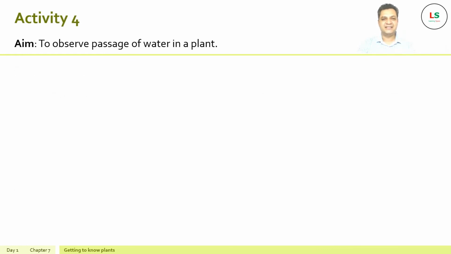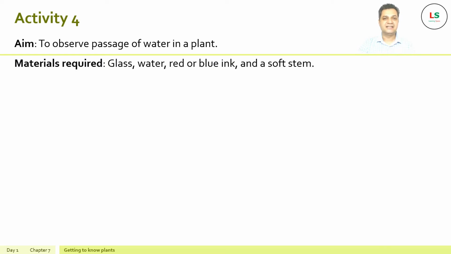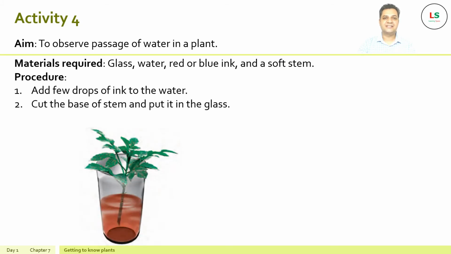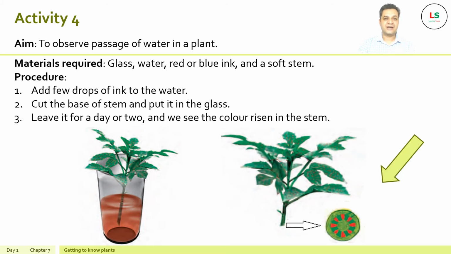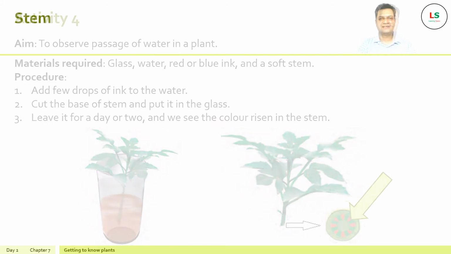Here we have an activity. The aim of the activity is to observe passage of water in a plant. The materials required are glass, water, red and blue ink and a soft stem. Procedure. Add a few drops of ink to the water. Cut the base of the stem and put it in the glass. Leave it for a day or two and observe the color risen in the stem. The rise of the color shows that the stem allows the passage of water.